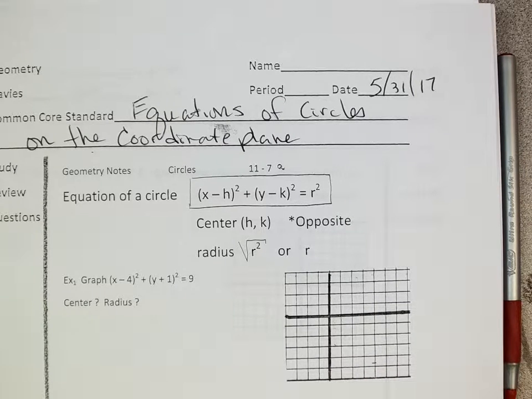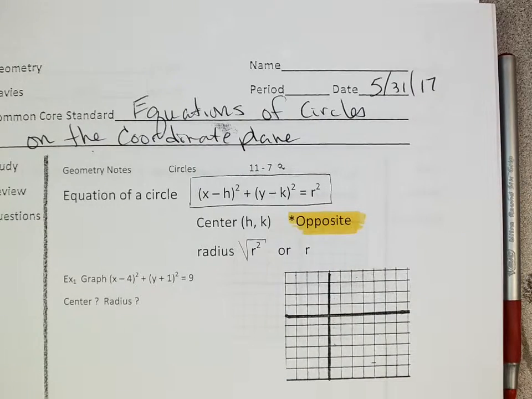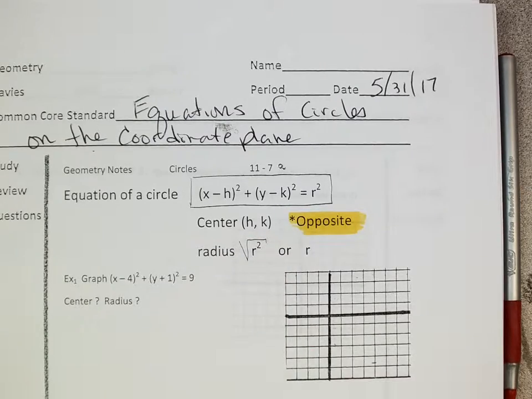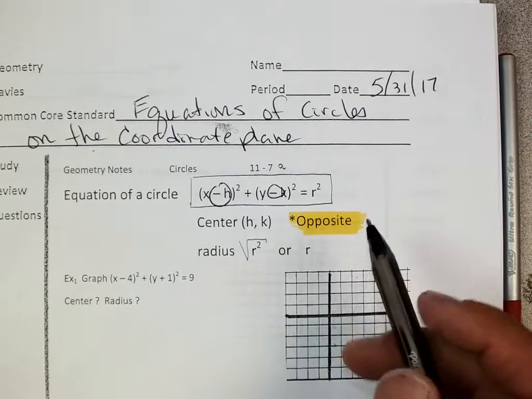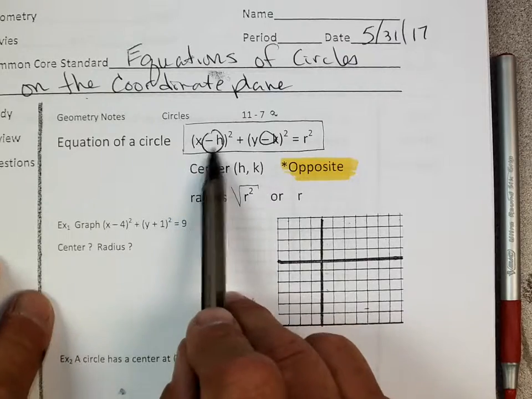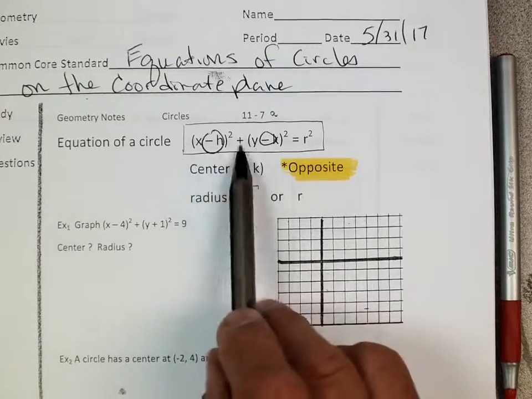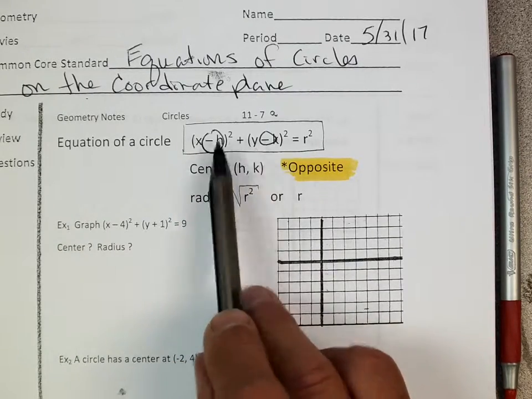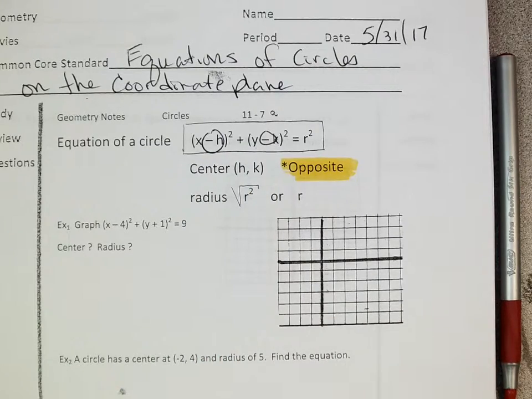So first thing I'm going to highlight is this opposite, right? It says center is at (h, k), and I said opposite because it's going to be the opposite of these numbers. We know that. So the equation of a circle is (x minus h) squared plus (y minus k) squared equals r squared, where x and y represent the x and y axis, and then h and k are the center, and r is the radius of the circle. Okay, so let's take a look at example 1.